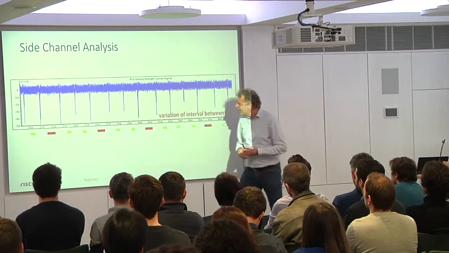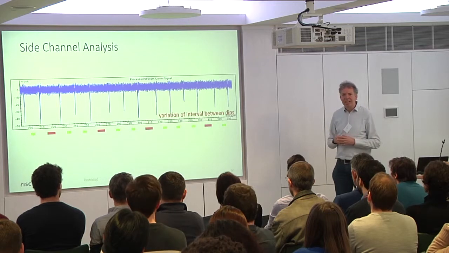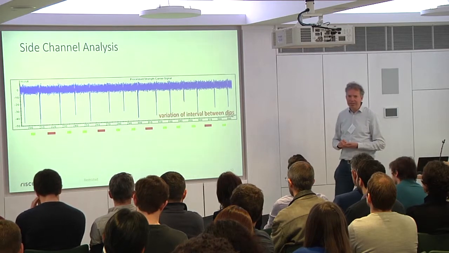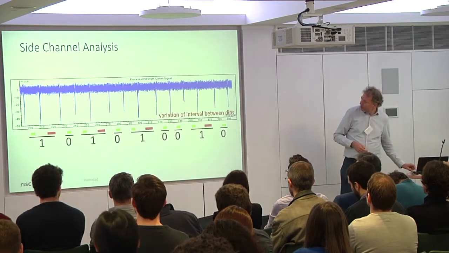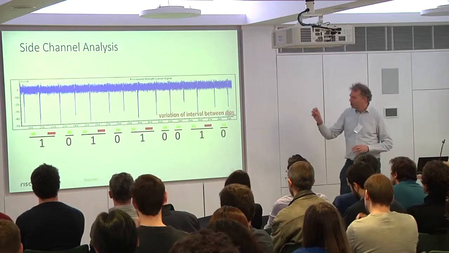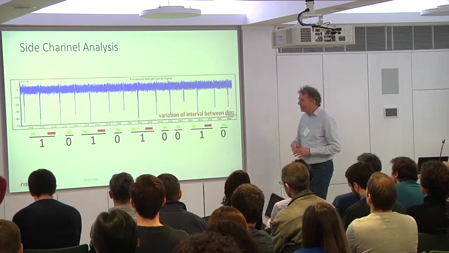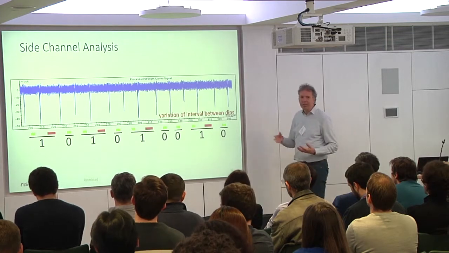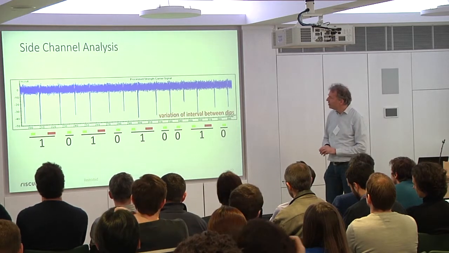Now in a basic implementation of RSA, every bit would take either one or two operations. It would take only a square operation if it's a 0. It would take a square and a multiply operation if it's a 1. So we can simply make this translation. So we can translate all those shorter and longer intervals into bits. And as a security analyst, we can now simply write down the key. So this is a very simple side channel case where with visual inspection you can actually extract a secret key.